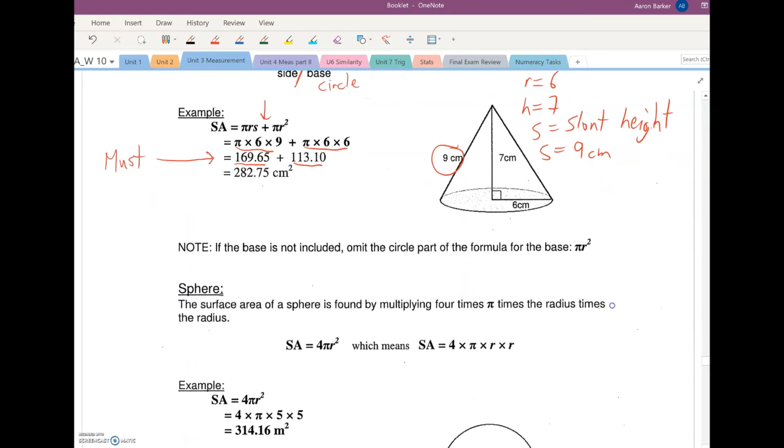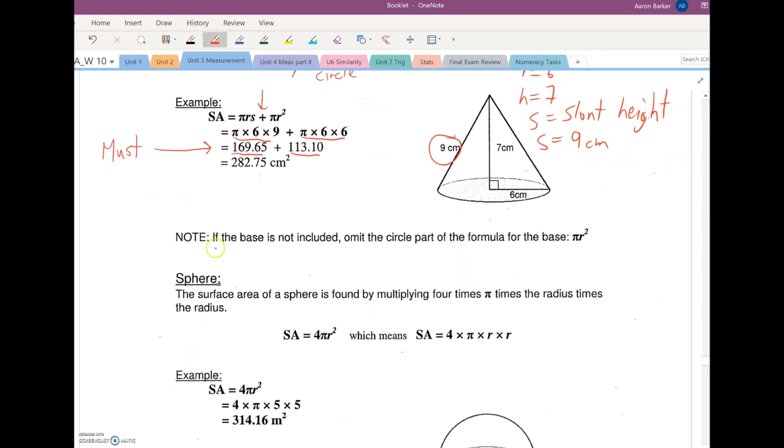Now, something to note. What if the base is not included? For example, you had a pile of dirt and you didn't care that it's touching the ground. Well, then you just omit or remove the circular part, the pi r squared. So you just cross that off, and then your simple surface area formula, instead of pi r s plus pi r squared, would just become pi r s. So you can remove pieces of it, just like the cylinder, where you can remove the two circle ends.